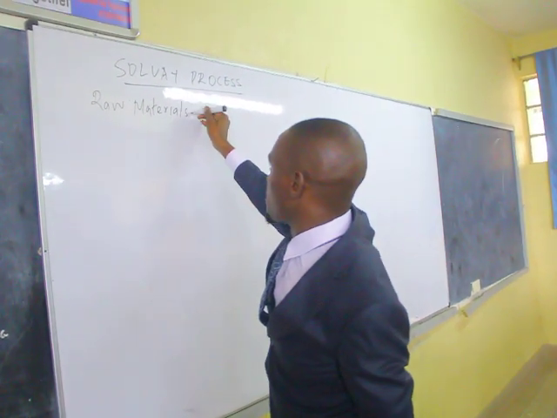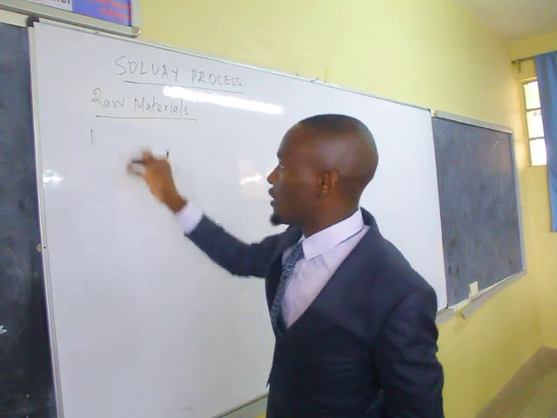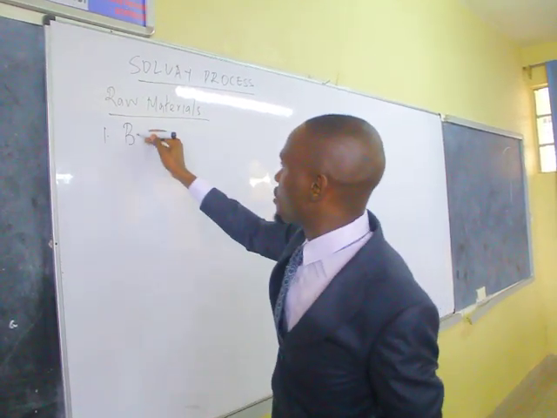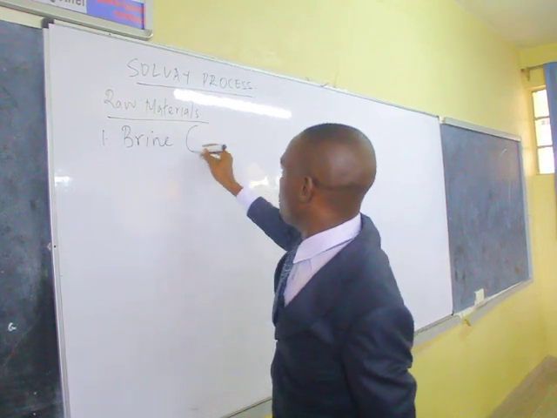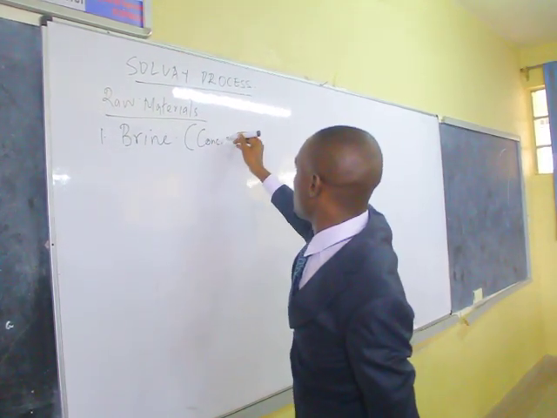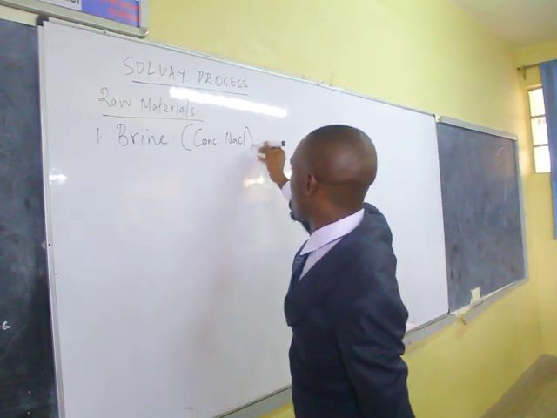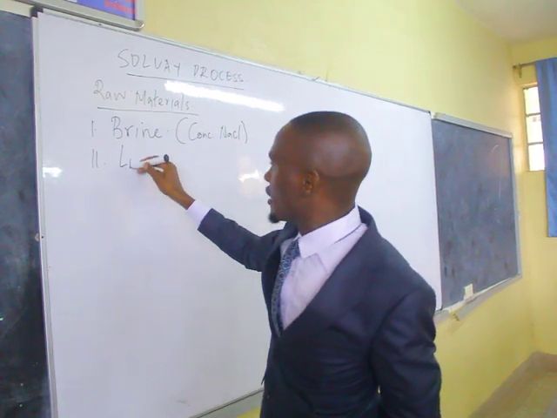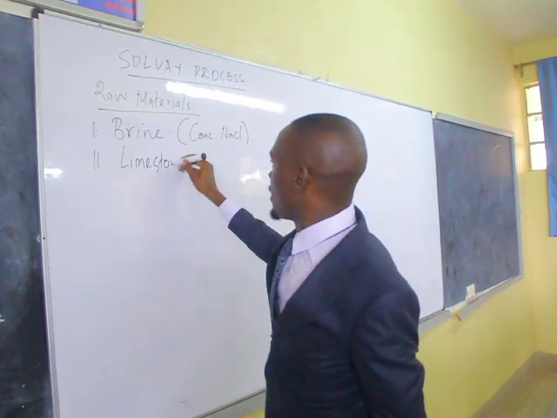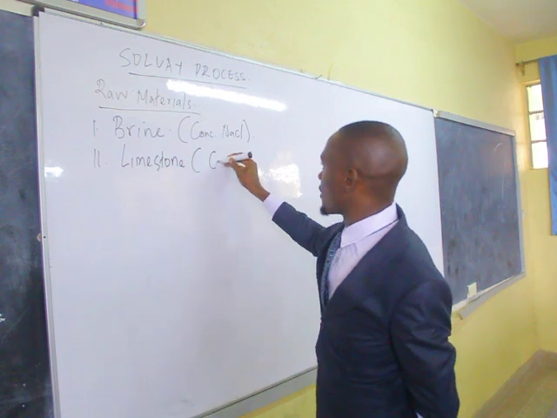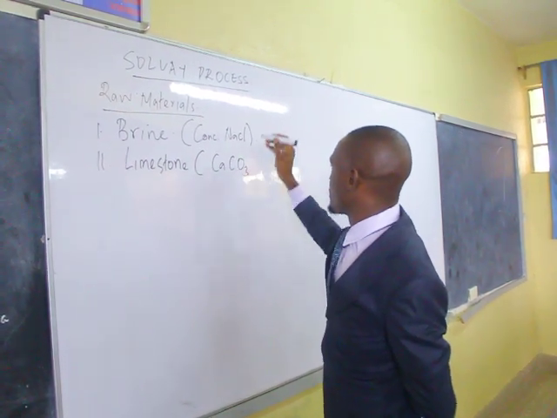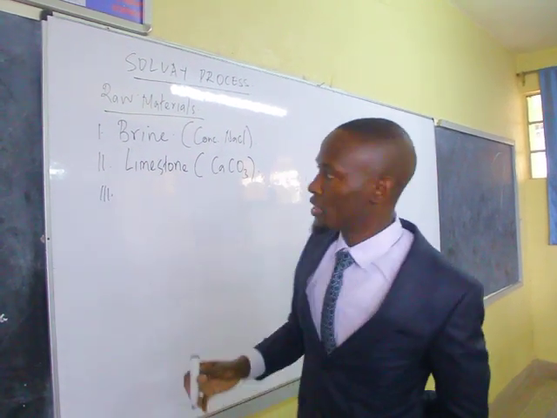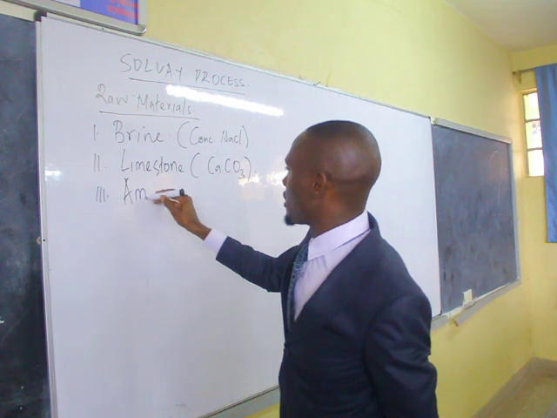The raw materials for the Solvay process. The first raw material is concentrated sodium chloride, which is also called brine. Brine is concentrated sodium chloride. The second raw material that we need in this process is limestone. Limestone is another name for calcium carbonate. The last raw material for this process is ammonia gas.